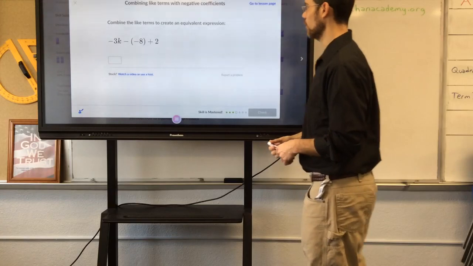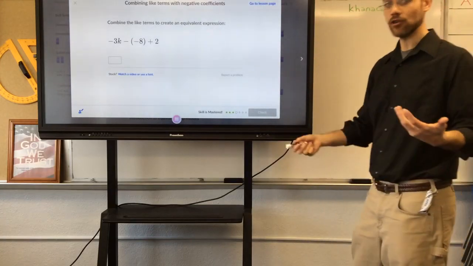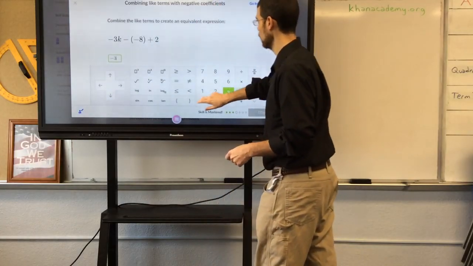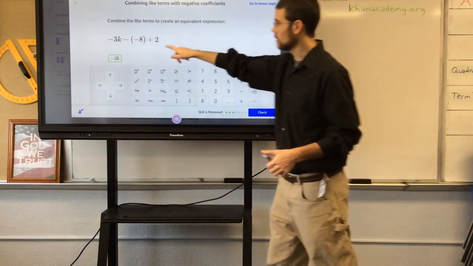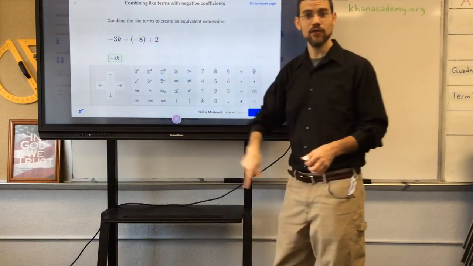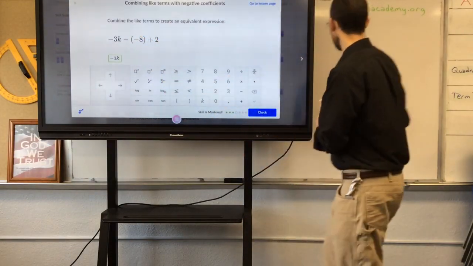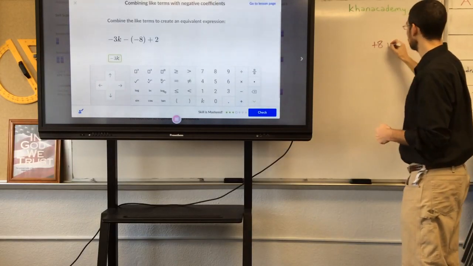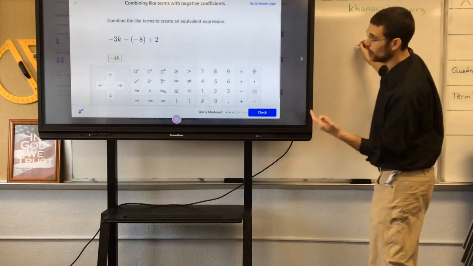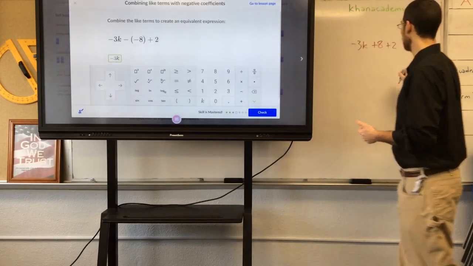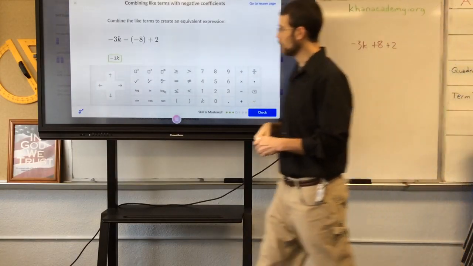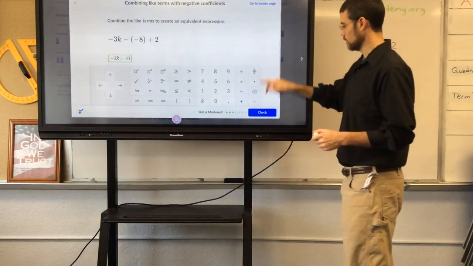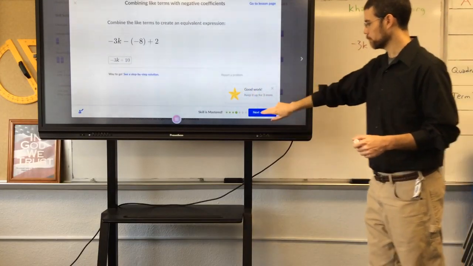We have negative 3k. I notice we have no other k's here, so I can just enter the negative 3k to start with. And then our constants, we have subtracting a negative, which is addition, so plus 8 plus 2. Plus 8 plus 2, and it was negative 3. Okay, so 8 plus 2 is 10, and that will be my constant, plus 10. So negative 3k plus 10 is my solution.